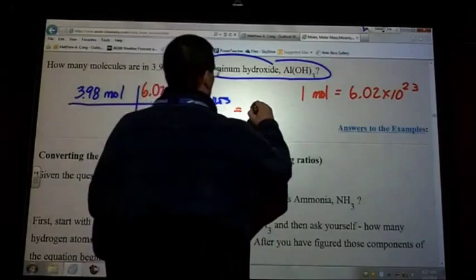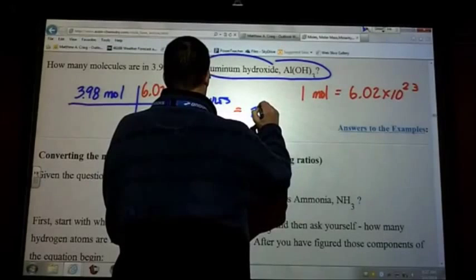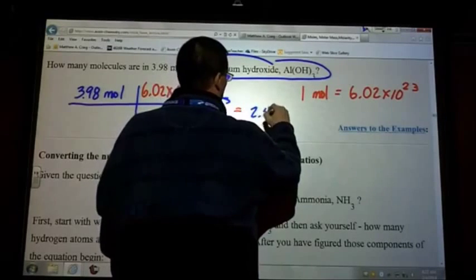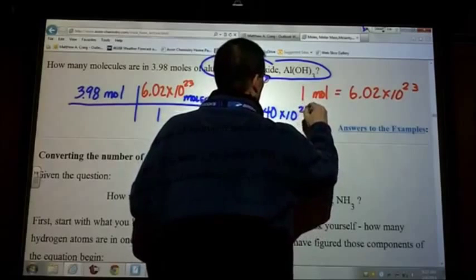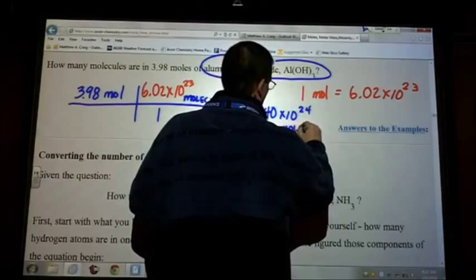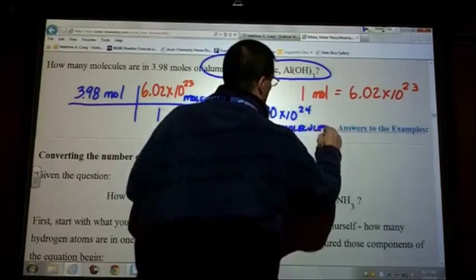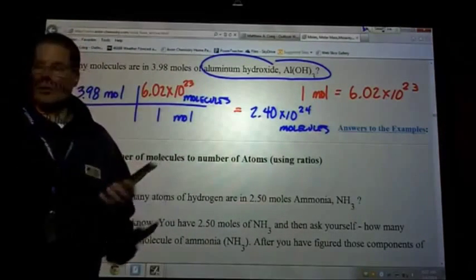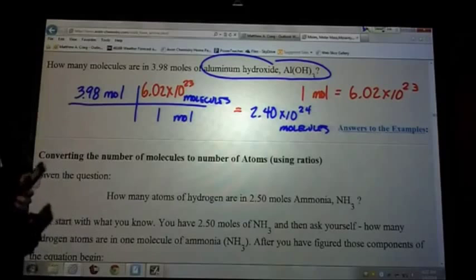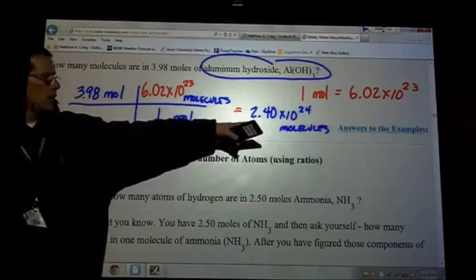So my calculator says 2 point, what is that? We'll say 40 times 10 to the 24. My calculator actually says 3.395 blah blah blah times 10 to the 24. Okay, I just went ahead and rounded it. Is everybody able to get that?